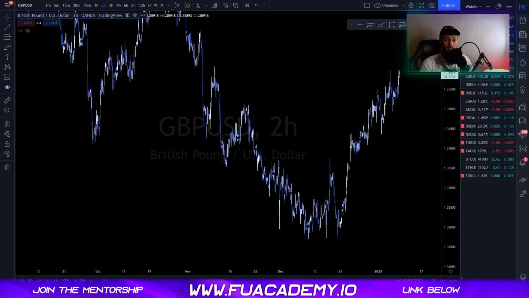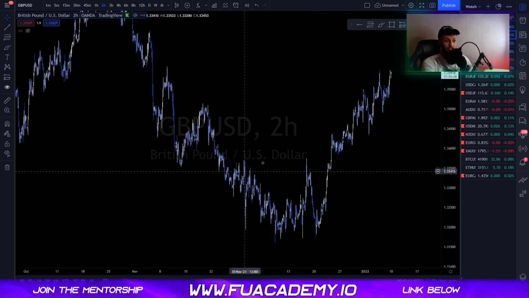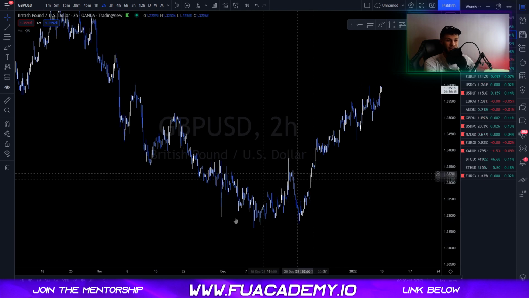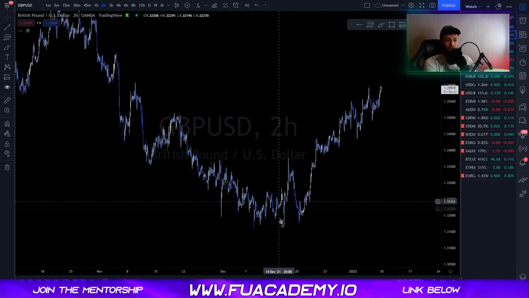In today's video we are going to be going over how to identify a higher time frame reversal in structure using Wyckoff. Okay, so in this example we are going to be using GBP USD, and I'm going to show you guys how I was able to identify this buy right here.